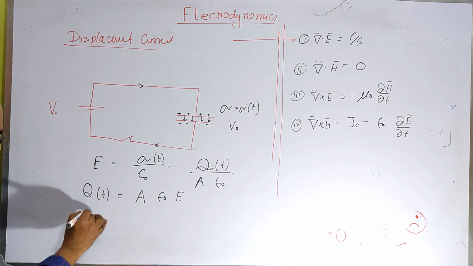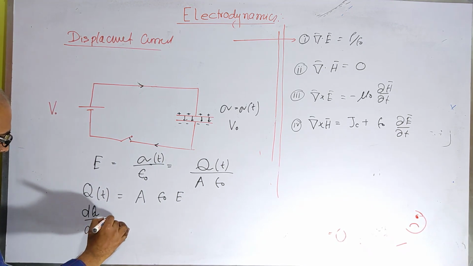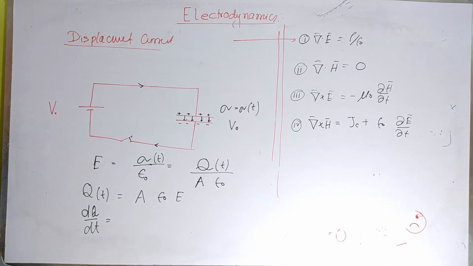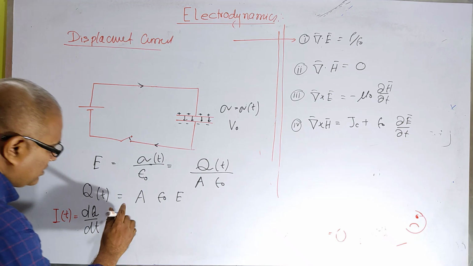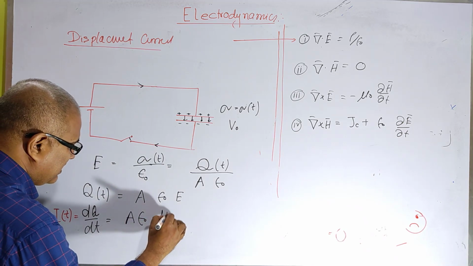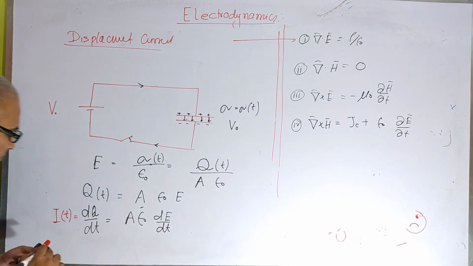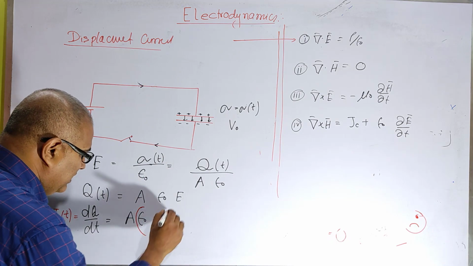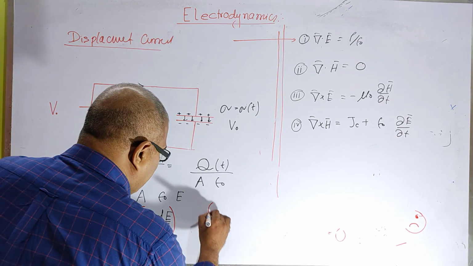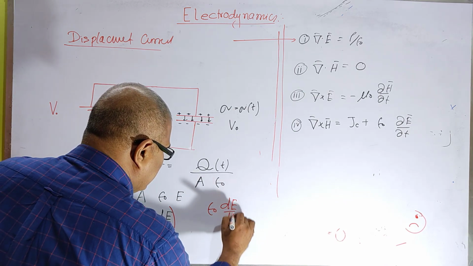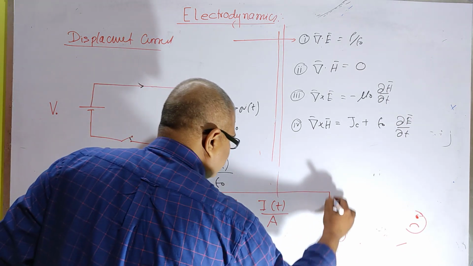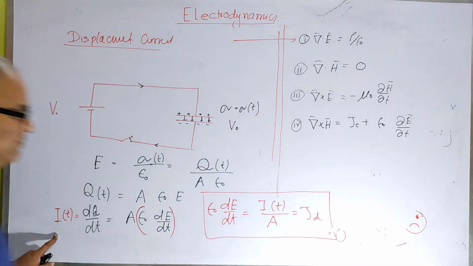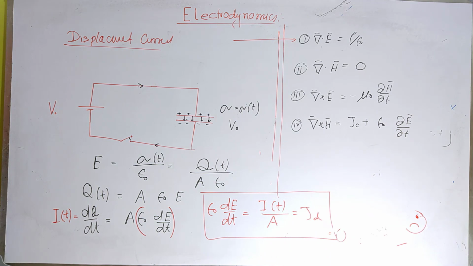Therefore, if you take the time derivative of q, what is the time derivative of charge? You all know this is current. And there is constant area, constant epsilon naught, and dE dt. Therefore epsilon naught dE dt is basically current per unit area, and we name this quantity as Jd. So physically দেখো তুমি কারেন্ট ডেন্সিটির এক্সিস্টেন্সটা এখানটায় বুঝতে পারছো কিনা? I think this is okay.